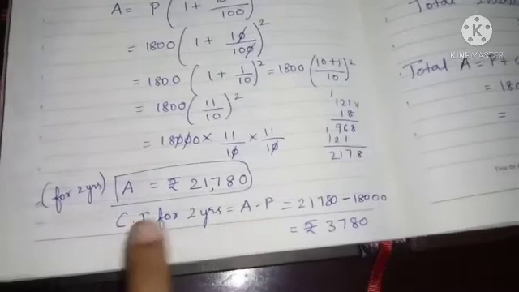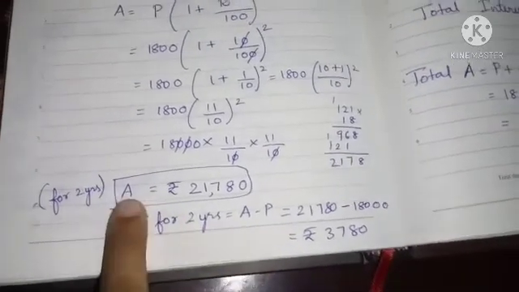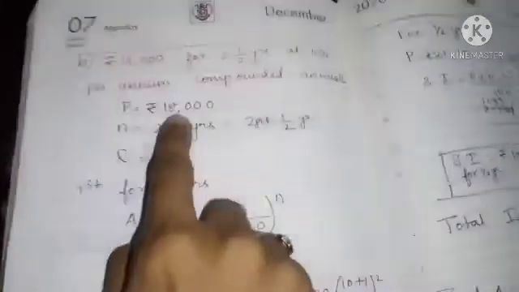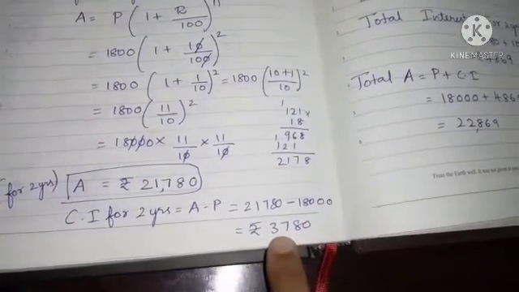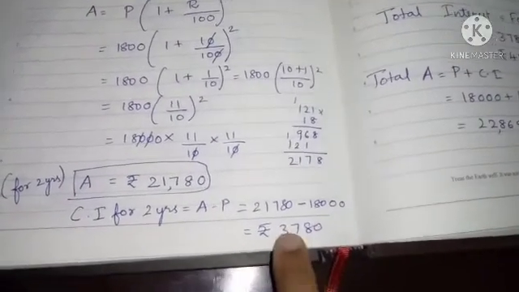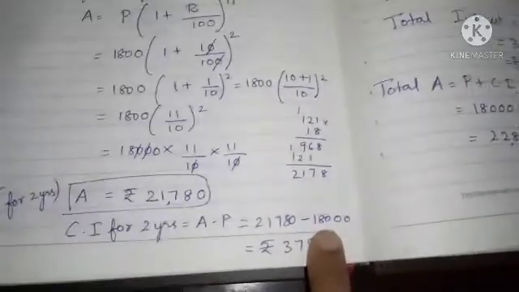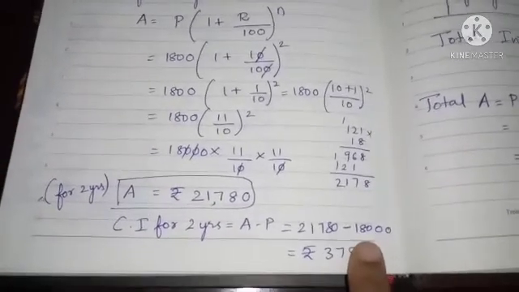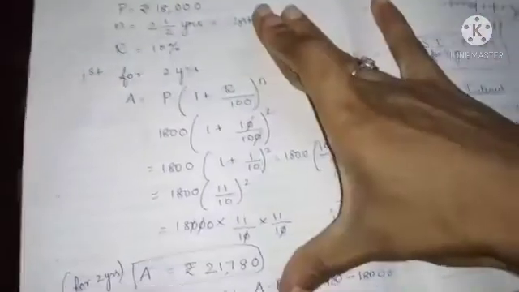So compound interest for 2 years is how much? Amount minus principal. Amount for 2 years is 21,780 minus principal 18,000. If I subtract these, I will get the interest for the 2 years, which is nothing but 3,780 rupees. So this is the interest only for 2 years, but we should find it for 2.5 years. Yes, the remaining half year is pending. Correct? Only 2 years we have calculated.